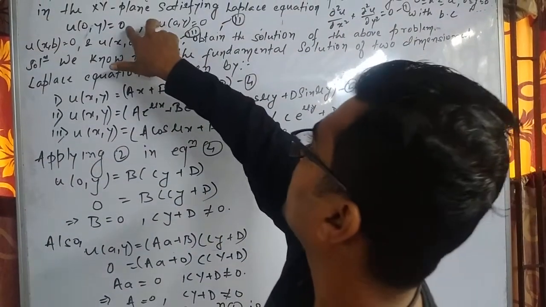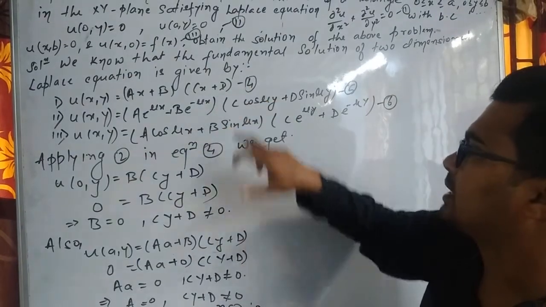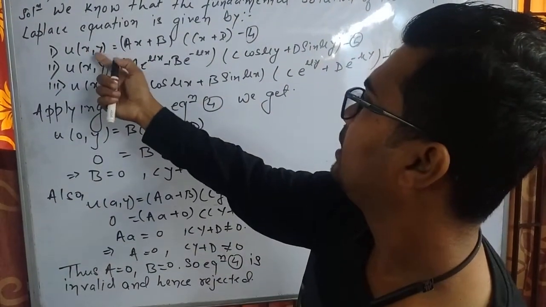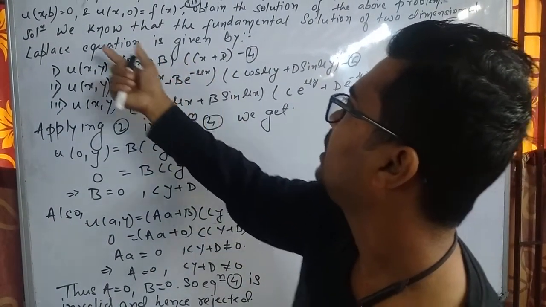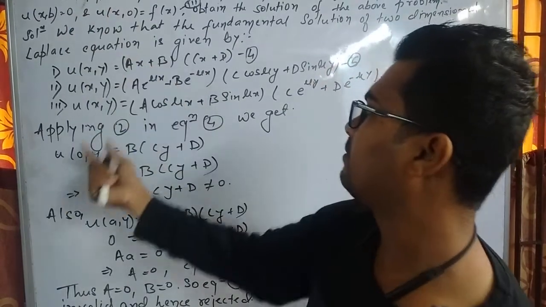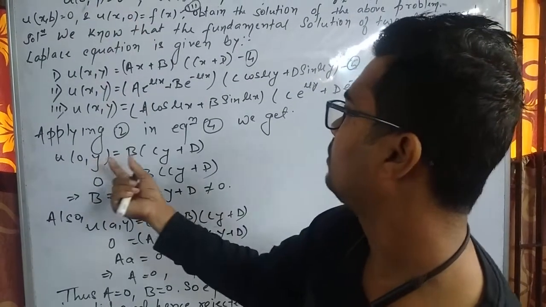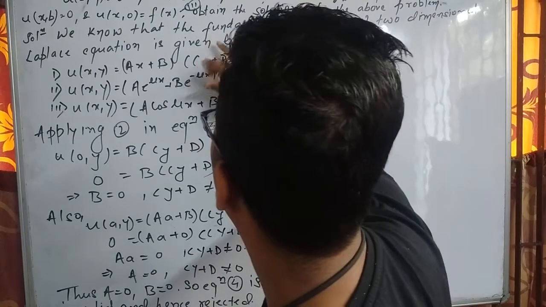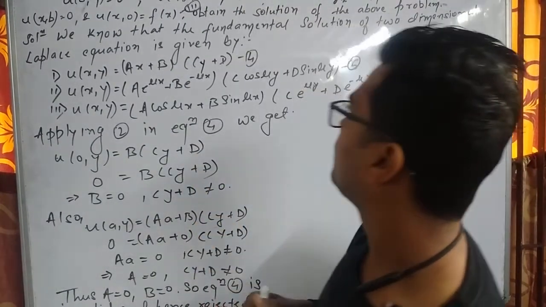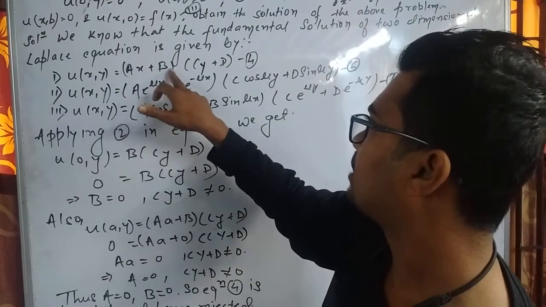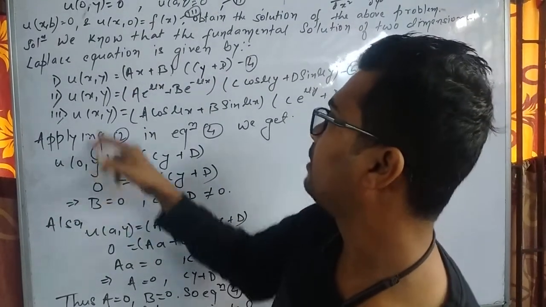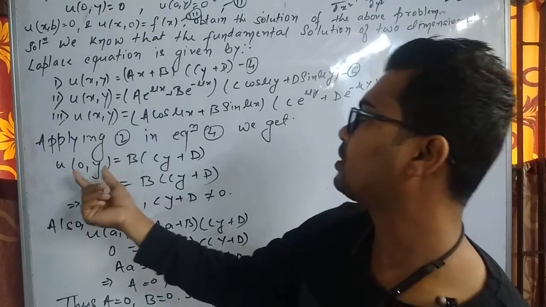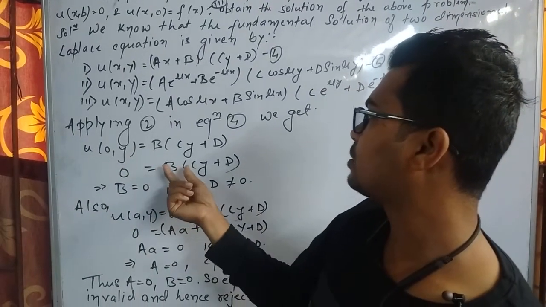Now applying these 2 boundary conditions in our first solution, that is applying equation 2 in equation 4, we get u(x,y) equal to (ax plus b) into (cy plus d). We'll put x as 0, so we get b into (cy plus d). In our question we had u(0,y) equal to 0, so we put u(0,y) equal to 0, which is equal to b into (cy plus d).